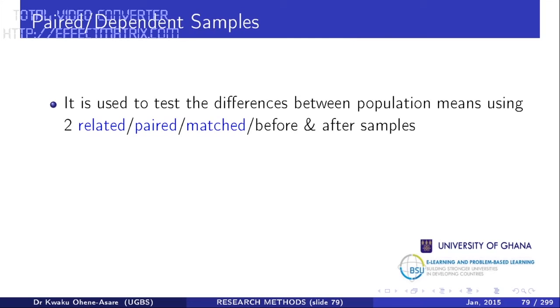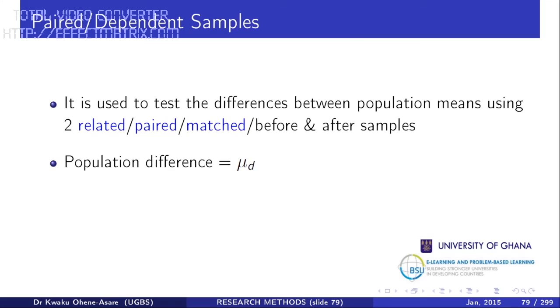It is used to test for the differences between population means using two related, paired, matched, or before and after samples. So the subjects are repeating themselves. Jolly good. Now, we will look at what we mean by population difference.